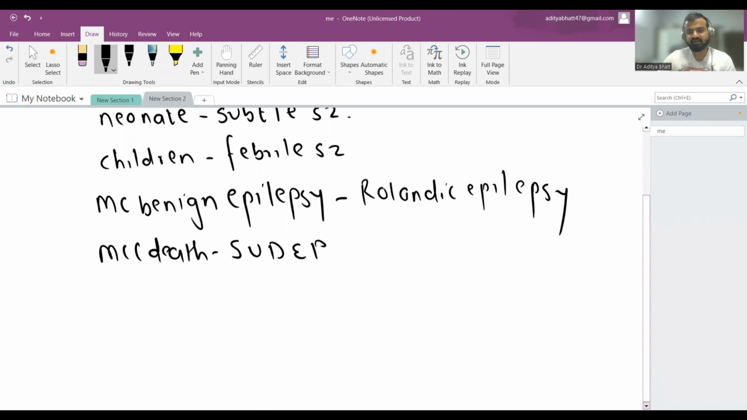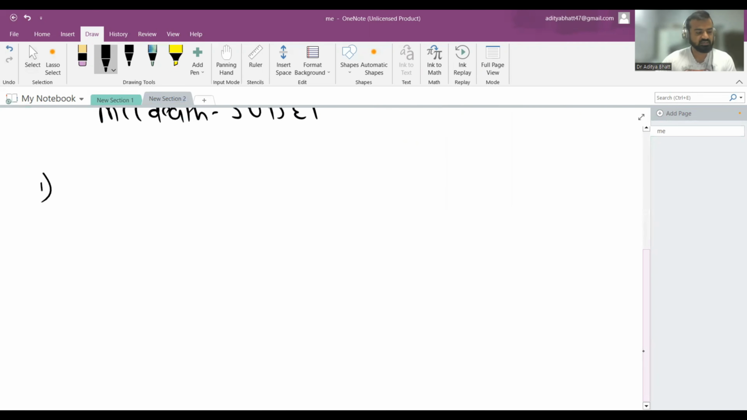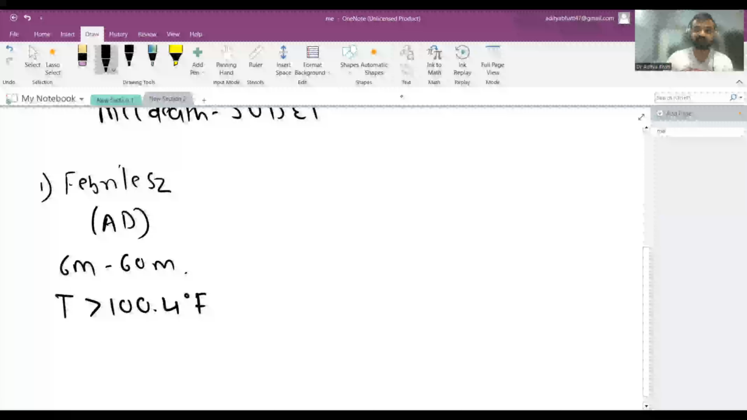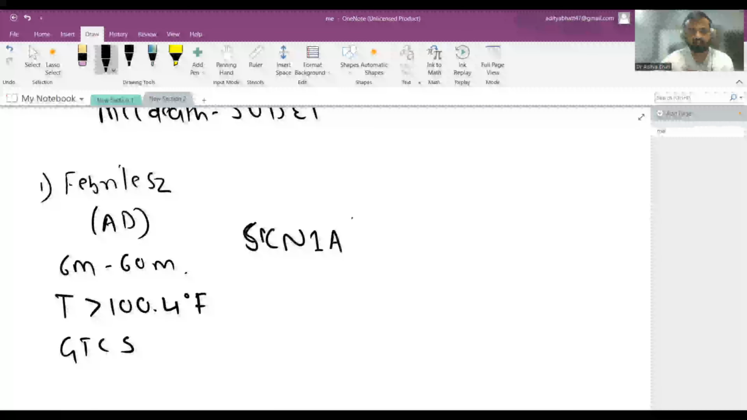So this is the most commons, and I hope you have seen them. But now the important part is, first, febrile seizures. Febrile seizures are autosomal dominant conditions where it occurs between the age of 6 months and 60 months, or 5 years of age, and the temperature is more than 100.4 degrees. When it goes up, the child suffers from epilepsy. Now, this epilepsy is most commonly of GTCS type, and it is associated with SCN1A mutation, a sodium channel mutation.